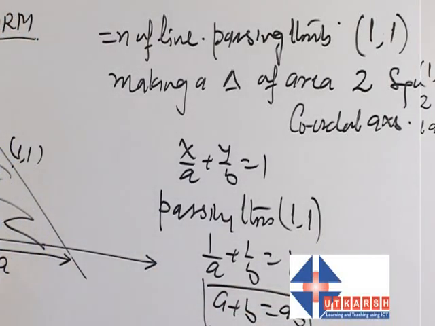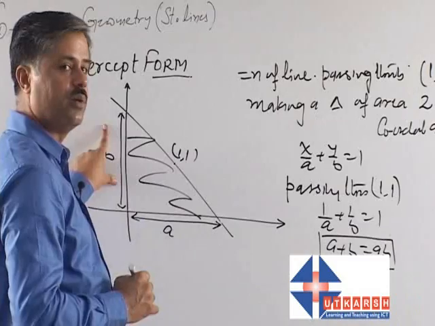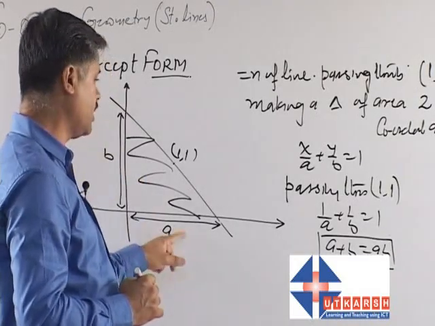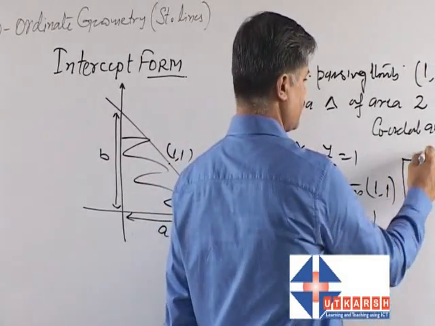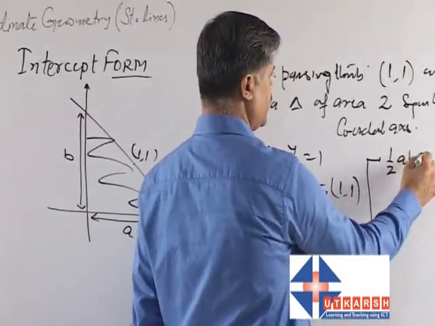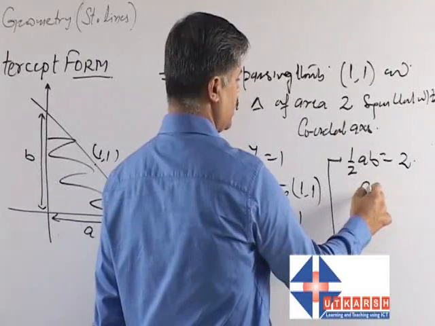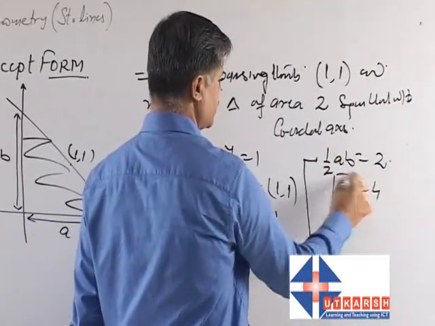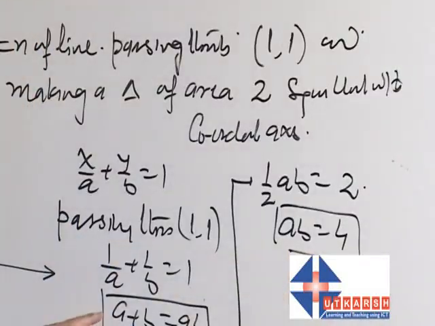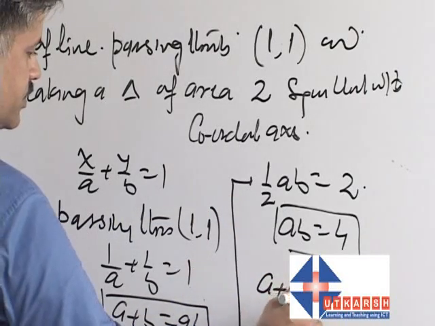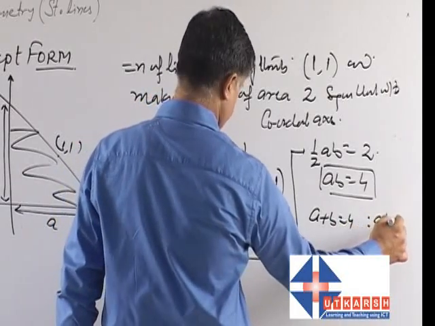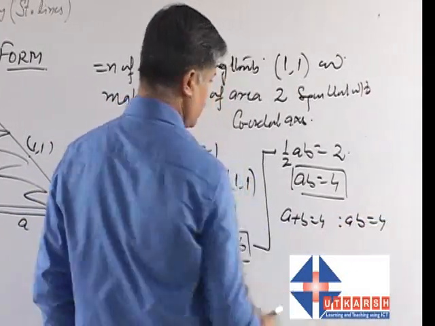Further he says area, if this much is a, this much is b, you very well know area of triangle is half base into altitude, then half ab is equal to 2, then ab comes out to be 4 here. Okay. You have two equations in a and b: a + b = ab, ab = 4, so a + b = 4, ab = 4 now.